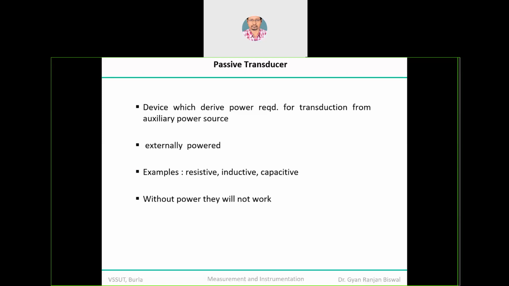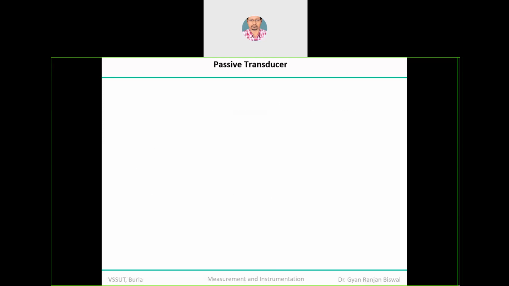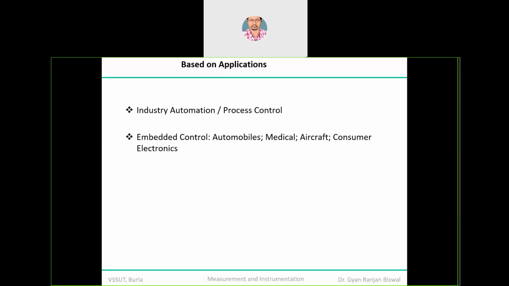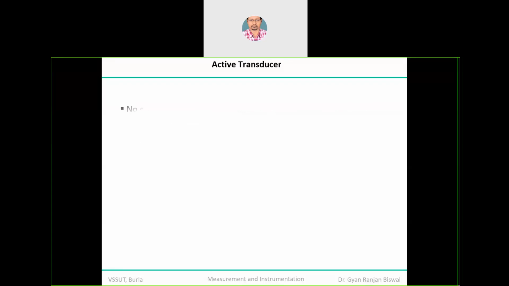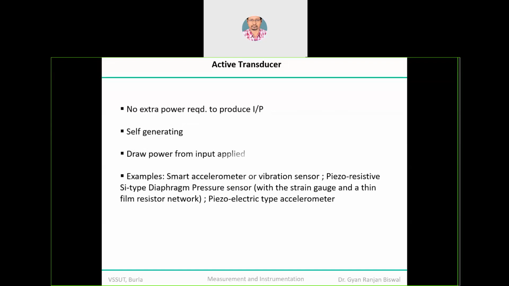So these are the things. As far as active transducers and passive transducers are concerned, these have already been covered. Normally, passive transducers are externally powered because resistive, inductive or capacitive devices cannot be powered from the inside. So you always require some battery mechanism or external supply. Without power, they will not work. For active transducers, no external power supply is required because some kind of power arrangement is already there.